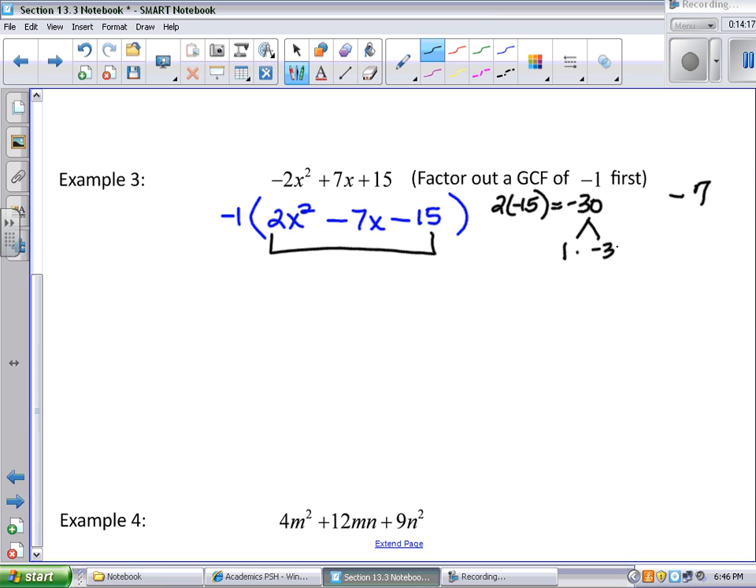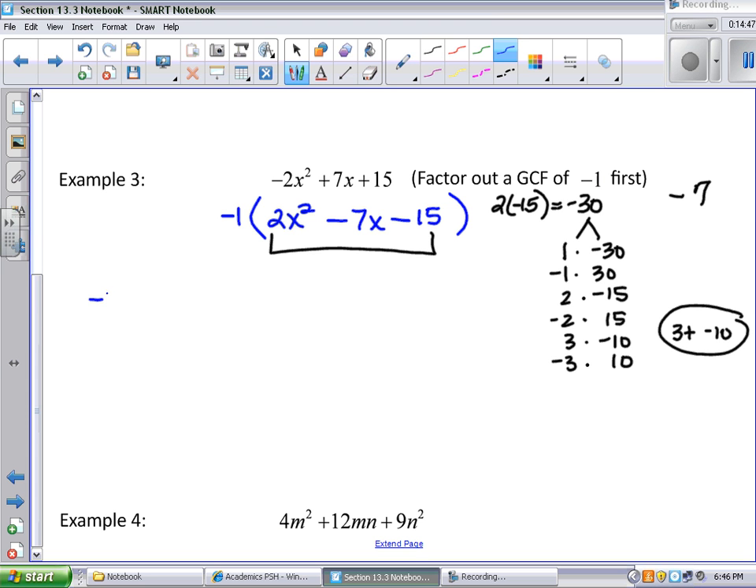1 times negative 30, or negative 1 times 30. 2 times negative 15, or negative 2 times 15. 3 times negative 10, or negative 3 times positive 10. I can keep going, or sometimes you can look at it and just know which combination works. In this case, 3 plus negative 10 gives me that negative 7.